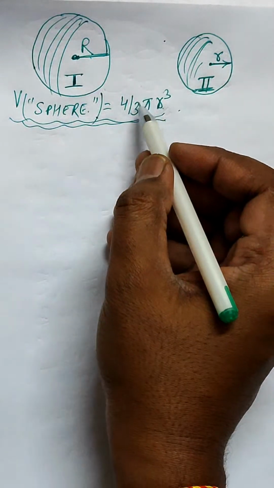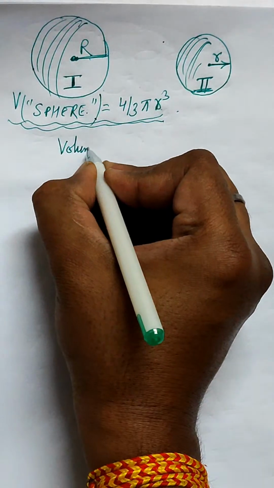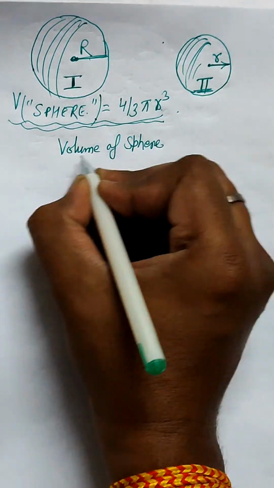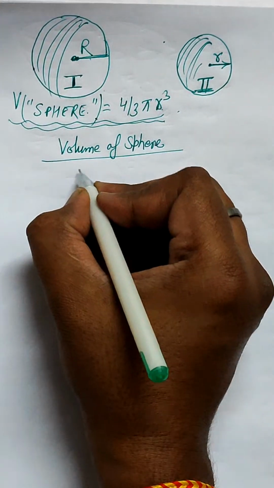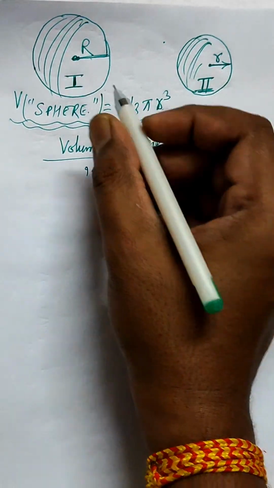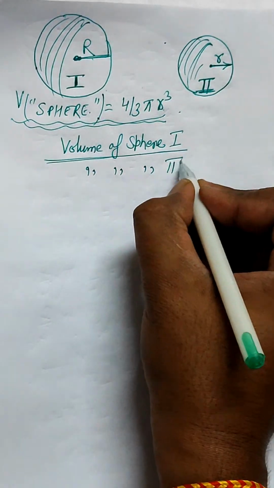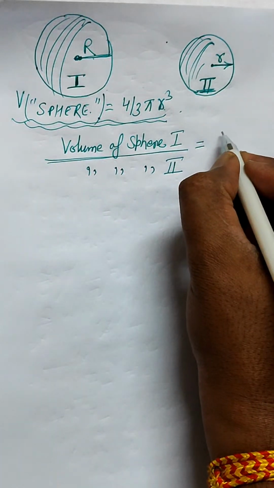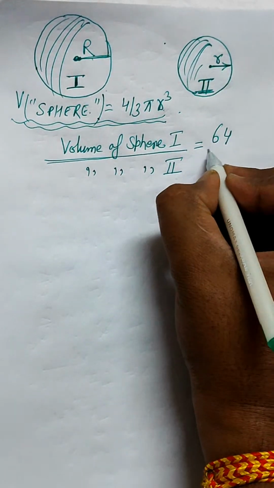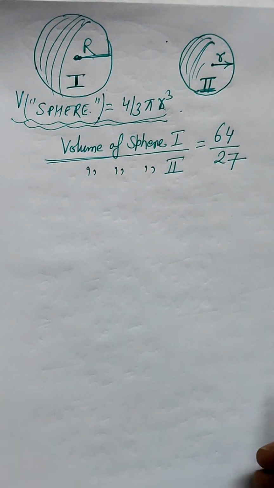Now it's given that the ratio of the volume of the bigger sphere, that means volume of sphere 1, to the volume of sphere 2 is given to you as 64 by 27. So this is the data as given to you, right?